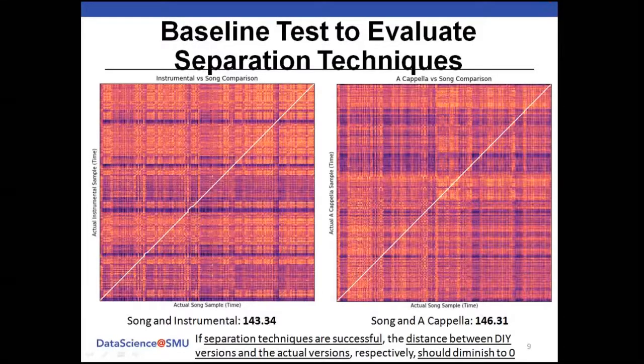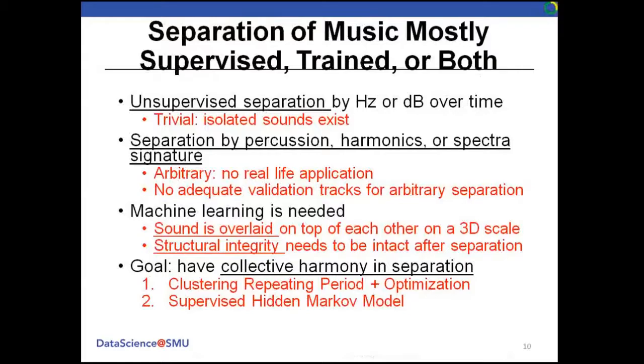So if separation techniques are successful, it should be under 143, and then should diminish to 0. So that's what we're looking for, something between 143 and 0 for the baseline test. So the separation of music is obviously mostly supervised, trained, because the isolated sounds exist and it's trivial and arbitrary. Also, we don't have a way to validate the separated results. So that's why machine learning is needed, and sound could be overlaid on top. Sound is overlaid on top of each other, and then structural integrity needs to be there as well.